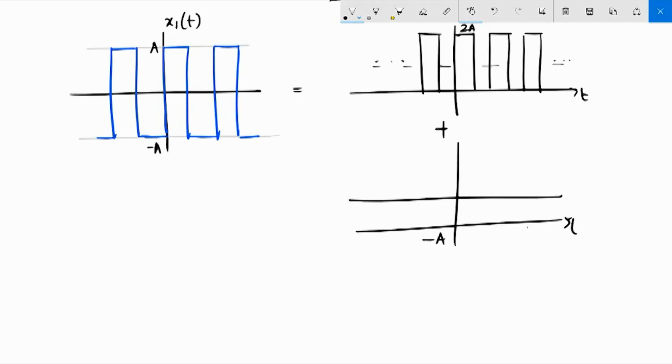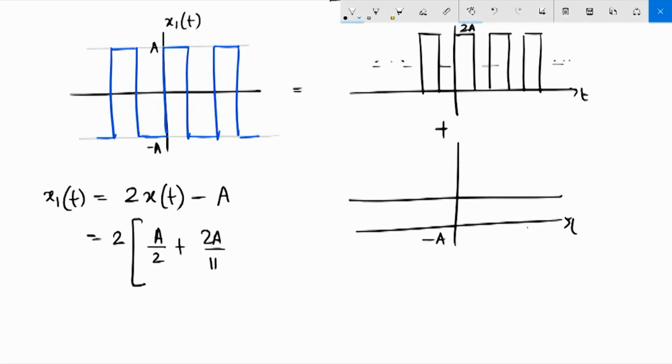This is what would be equal to this waveform. That means I could say that x1(t), this waveform, is twice x(t). If I define the waveform in the previous example as x(t), I can say that this waveform is equal to 2 into that x(t) minus a. I have already written the Fourier series representation of x(t), which we found out in the previous example: a by 2 plus 2a by pi sine omega naught t.